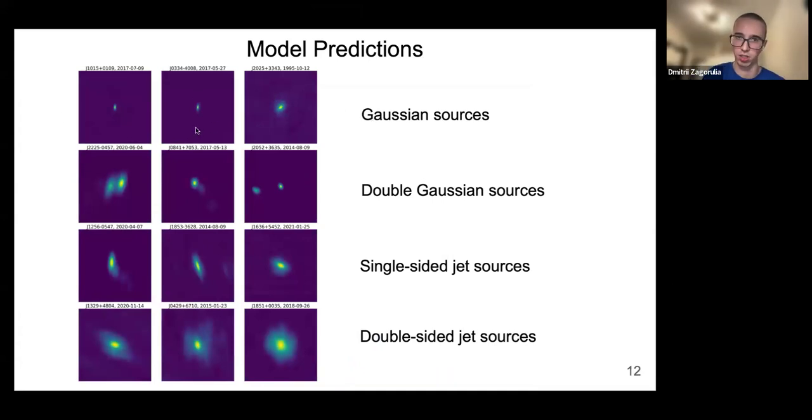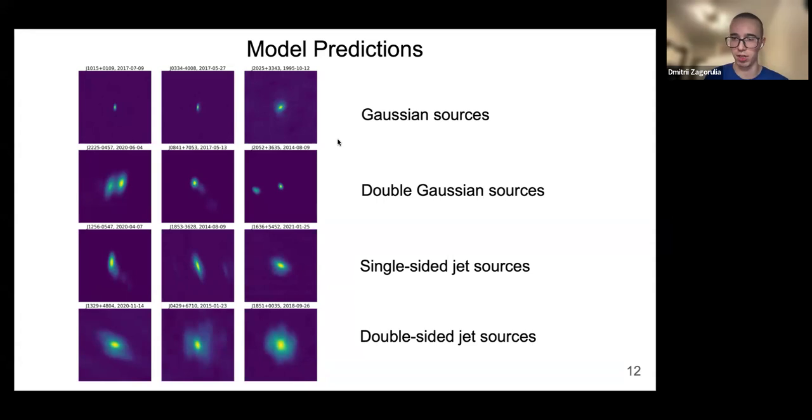On these images, it works quite well. The first row is the Gaussian sources. The second row is the double Gaussian sources. Then we have the single-sided jet sources and double-sided jet sources. So it seems, at least at first glance, that the model was trained more or less fine.